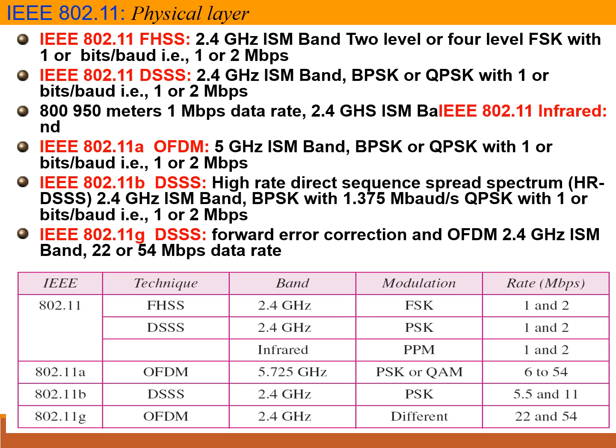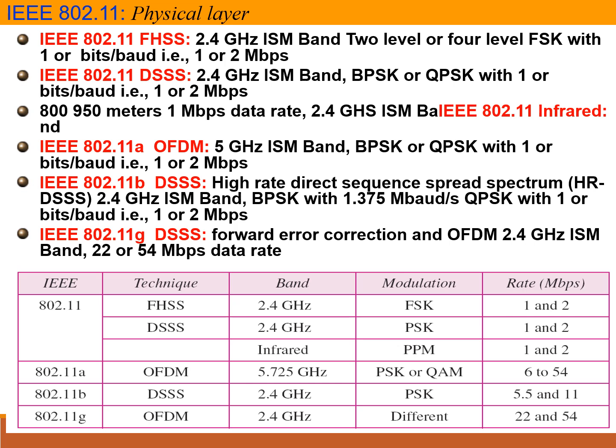These are the IEEE 802.11 physical layers we are going to use: FHSS and DSSS, then OFDM, then DSSS and 802.11g. For each, we look at the technique, the band, the modulation applied, and the rate in Mbps. In 802.11 we use FHSS and DSSS. The band is 2.4 GHz and infrared, the modulation is FSK, PSK and PPM, and the rate is 1 and 2 Mbps.